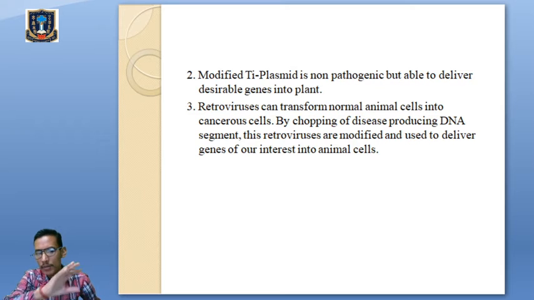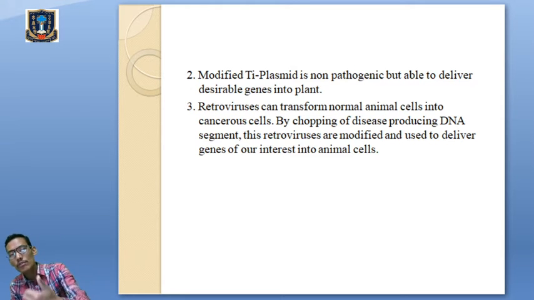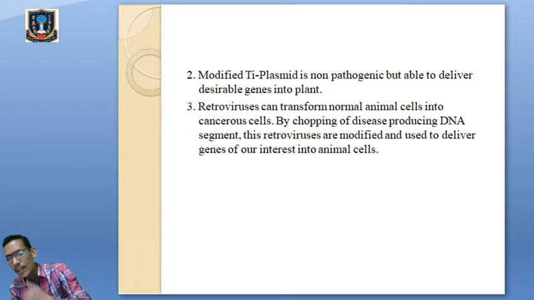That means this Ti plasmid has now become non-pathogenic. It is not able to induce cancer-forming cells in plant cells. It has been modified, it has become non-pathogenic, and now it is used as a vector to transfer the foreign DNA, the DNA having a gene of interest, into plant cells. Clear? Number 2 is retroviruses, which are mainly used to transfer the foreign DNA into animal cells.